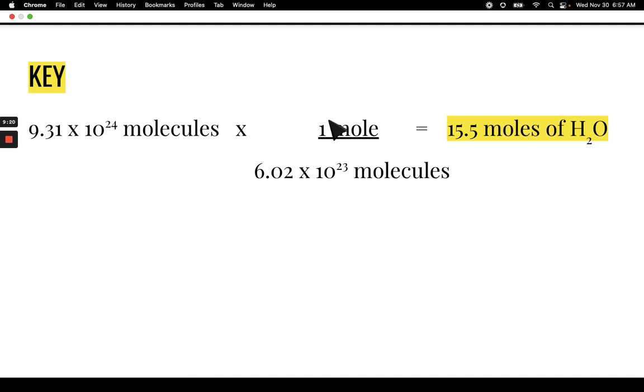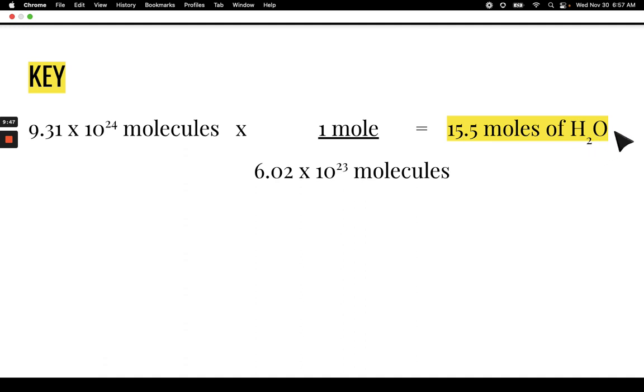Here is, again, it was molecules. So again, our conversion factor, the particle we're using now is molecules. 1 mole is 6.02 times 10 to the 23rd molecules, which would be 15.5 moles of H2O. Now, again, the idea is you could cancel units, and you could cancel 10 to the 23rd and 10 to the 24th. So this is really just 93.1 divided by 6.02, and that answer makes sense.